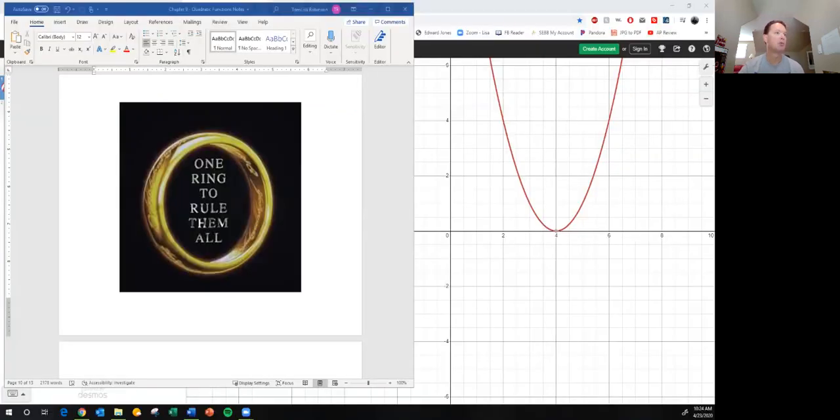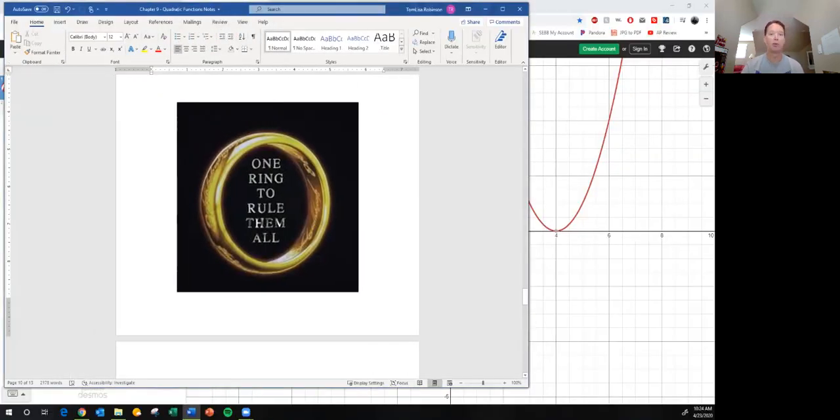Some of you have seen this before. This is from Lord of the Rings. One ring to rule them all, right? And that's kind of what the quadratic formula is. It's one formula, one equation that solves them all. So it's super, super powerful, but it takes a little bit of work.